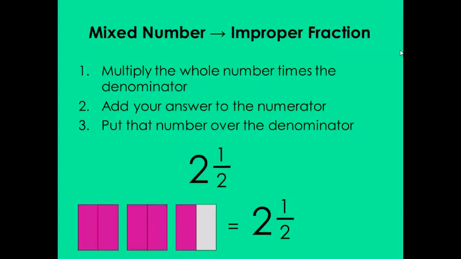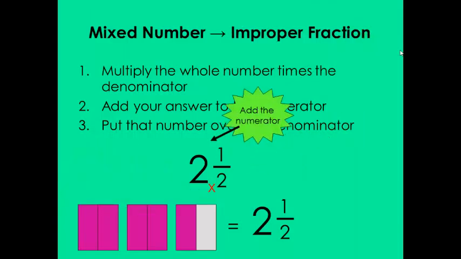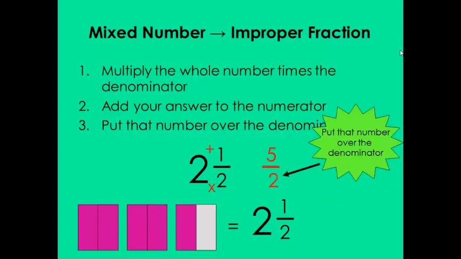So let's go over it again. 2 and 1/2 is your mixed number. You're going to multiply the whole number 2 times the denominator. So 2 times 2 equals 4. Then we go to step 2. Step 2 says add your answer to the numerator. So 4 plus the numerator, 1, is 5. Here's our answer, 5. And step 3 says put that number over the denominator. The denominator in our mixed number is 2. So our answer is 5/2. That's our improper fraction. So 2 and 1/2 equals 5/2. Those are equivalent fractions as well.